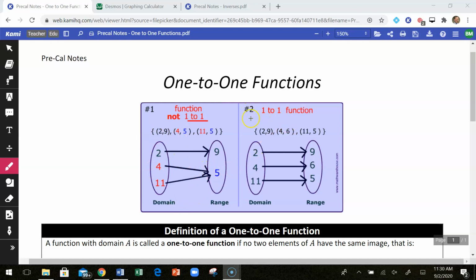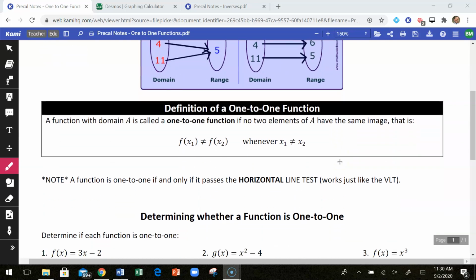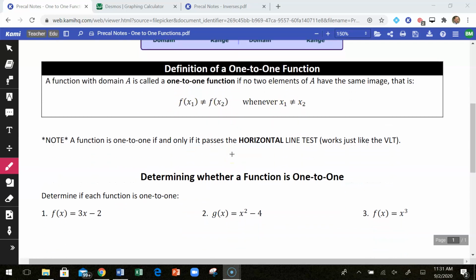So what you want to think of for a one-to-one function is every single x, which will be unique, will give you a unique y value, and there will be no overlapping of those at all. Okay, so that's what this says in this box. f of x1 will not equal f of x2 if x1 is not the same as x2. So two different x's must give me two different y's, is what that's saying.